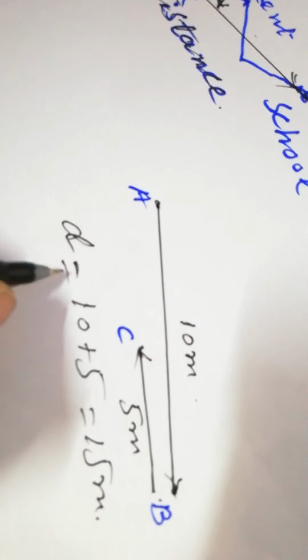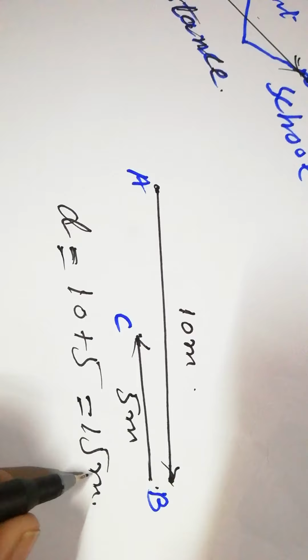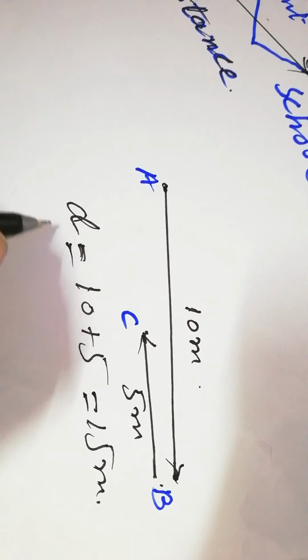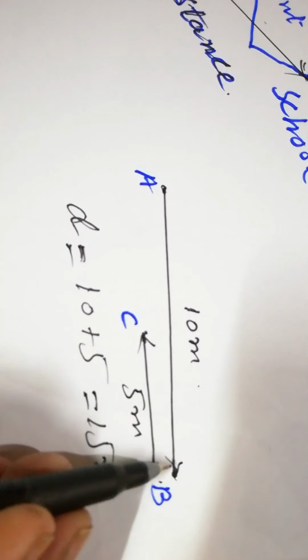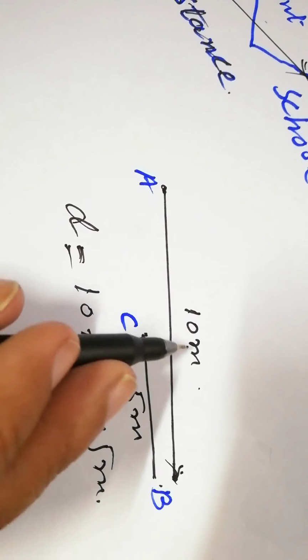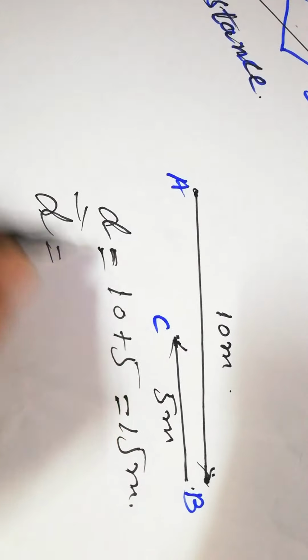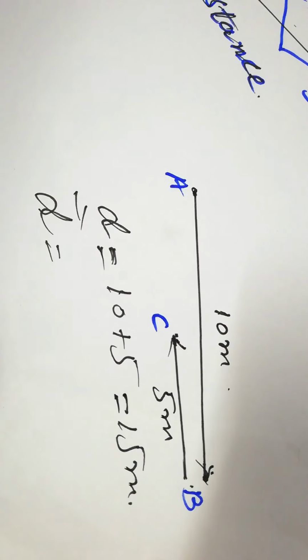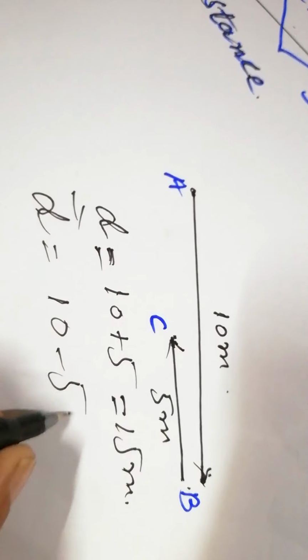So that is the total distance between 2 points, 10 plus 5 equal to 15 meters. And if I ask what the displacement is, 10 meters on this side and 5 meters on this side, so it is reversed. So the total displacement, because it's a vector quantity, is 10 minus 5, which comes to be 5 meters.